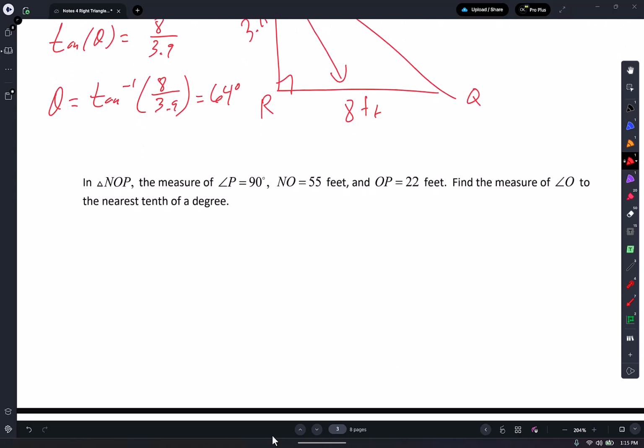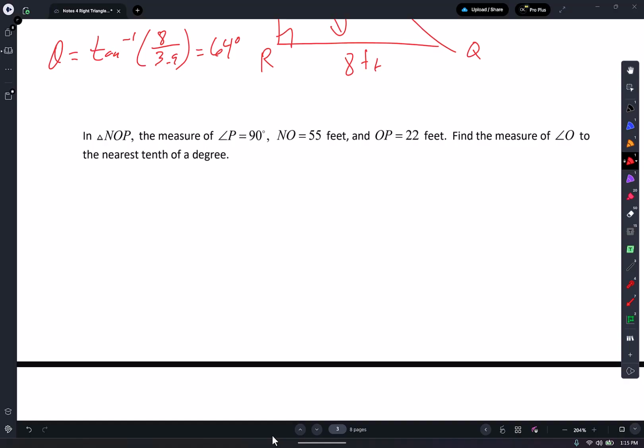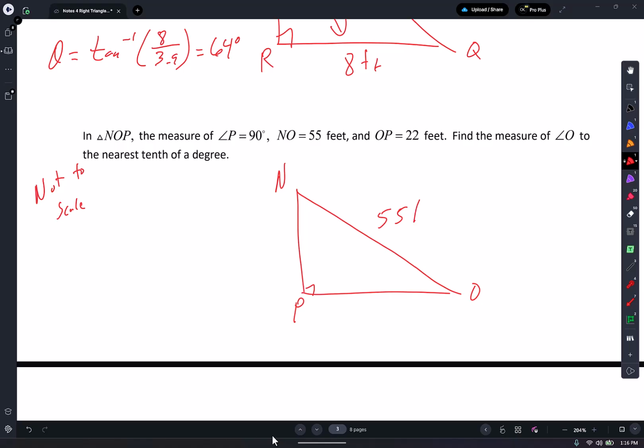Triangle NUP. Here we go. Not to scale again. My right angle is at angle P. And then it says NO is 55 feet, and my OP is 22. Find the measure of angle O. So here's angle O. The nearest tenth of a degree, so that's 1 digit after the decimal.